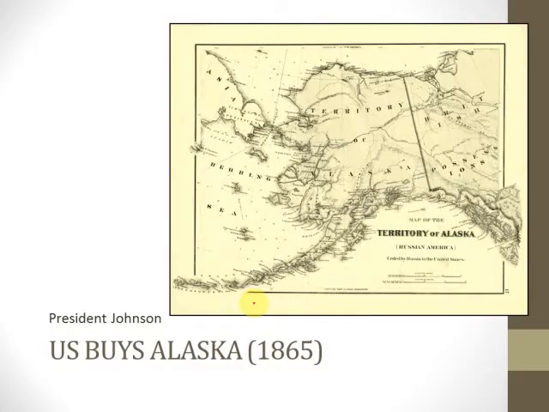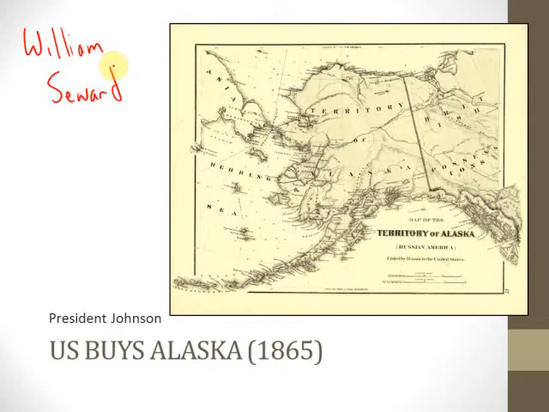Now this was a while back. I mean, we're talking about under Johnson's presidency. We're going to take a step back in time, and we're going to talk about buying Alaska first. Now in 1865, the United States bought Alaska. And in fact, it was purchased by the Secretary of State at the time, William Seward. So Alaska was purchased under the recommendation of William Seward, who was Secretary of State at the time under President Johnson.